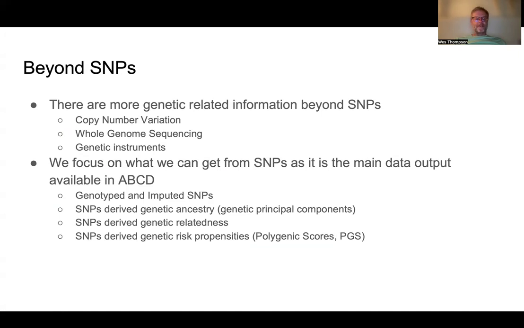So for this talk, we're focusing on what we can get from SNPs, as I said, this is the main data output currently available in ABCD. So genotyped and imputed SNPs, which I just talked about. I'm going to talk about the genetic ancestry derived from SNPs, so genetic principal components, which is an important concept to understand. I'm going to talk about how SNPs have been used to derive genetic relatedness, because there's siblings and half siblings and cousins and so on in ABCD. And then I'll talk about how to derive genetic risk propensities, or polygenic scores, PGSs.